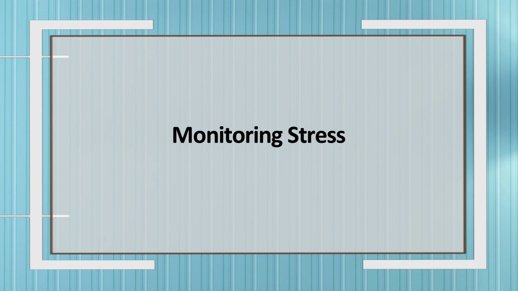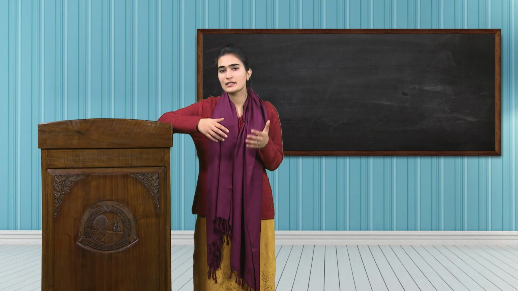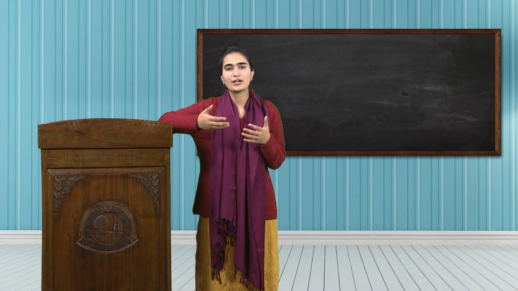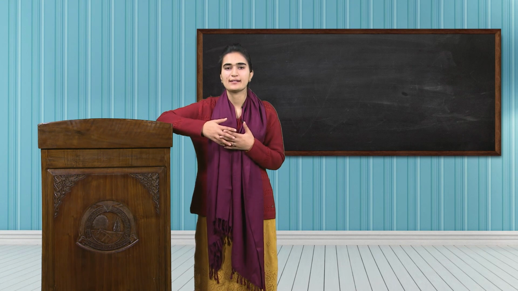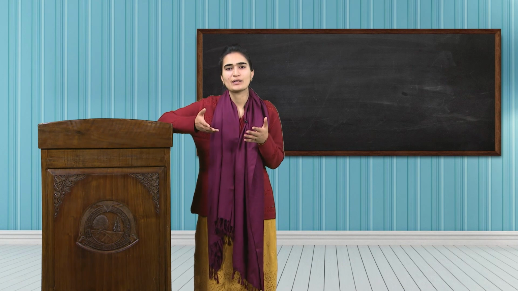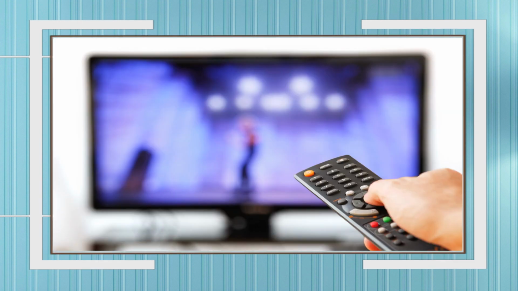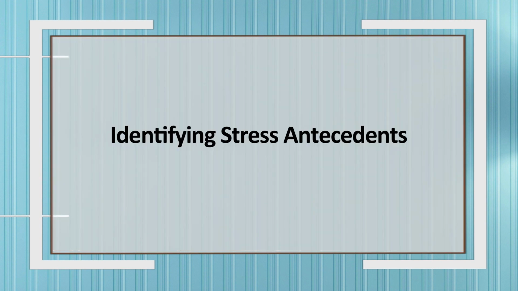Monitoring stress. In the self-monitoring phase of the CSN program, students are trained to observe their own behavior closely and to record the circumstances that they find most stressful. In addition, they record their physical, emotional and behavioral reactions to those stresses as they experience them. Students also record their own maladaptive efforts to cope with these stressful events, including excessive sleeping or eating, television watching, and alcohol consumption.